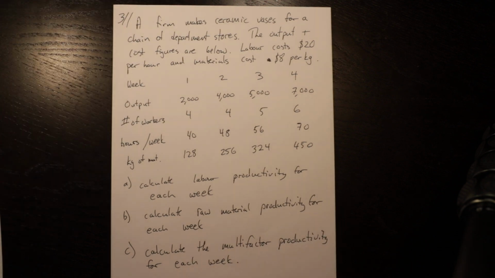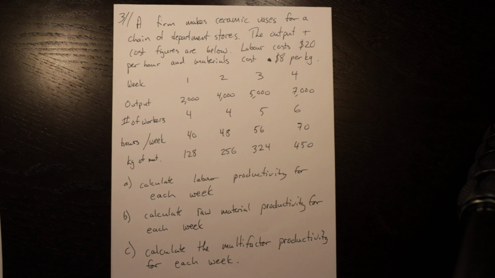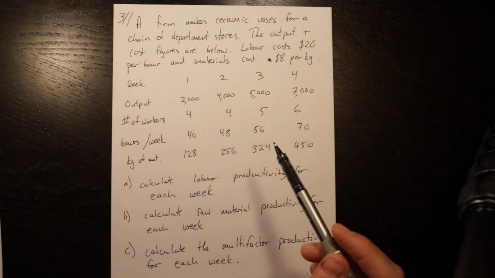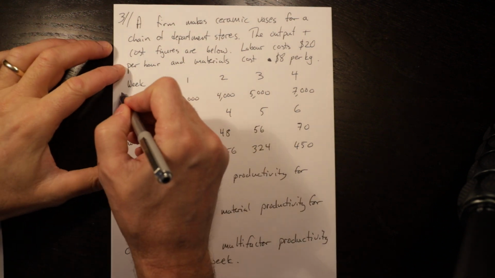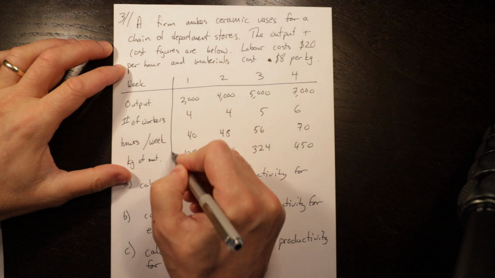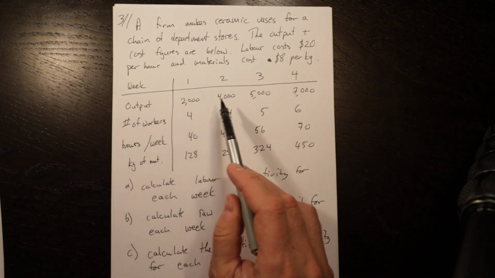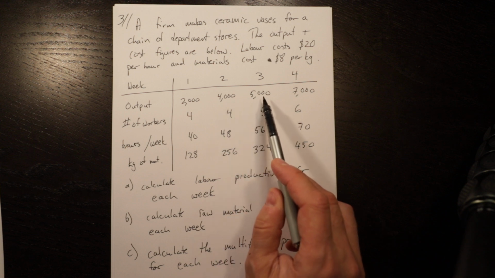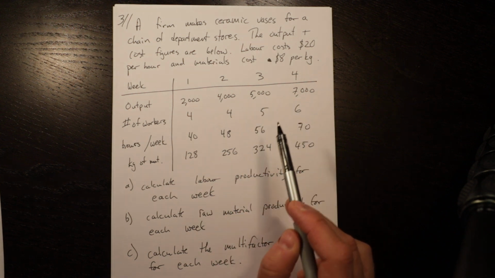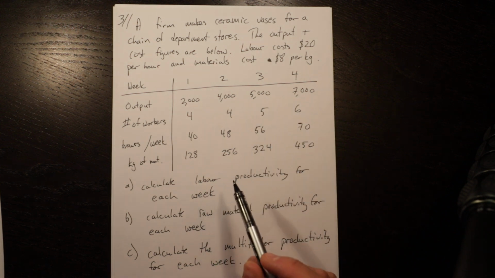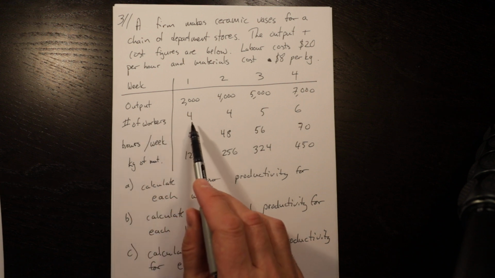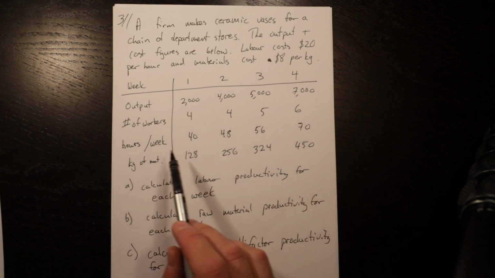So let's look at, we have 2 questions left. Question 3, a firm makes ceramic vases for a chain of department stores. The output and cost figures are below. Labor costs $20 per hour and material costs $8 per kilogram. We have output in week 1, 2,000, week 2, 4,000, week 3, 5,000, week 4, 7,000. So we're seeing production ramp up. Number of workers, 4, 4, 5, 6.